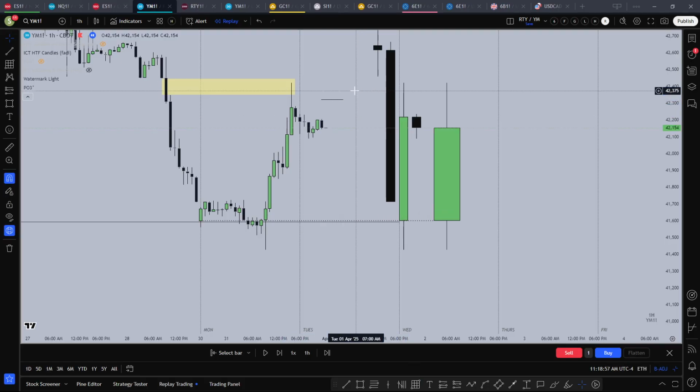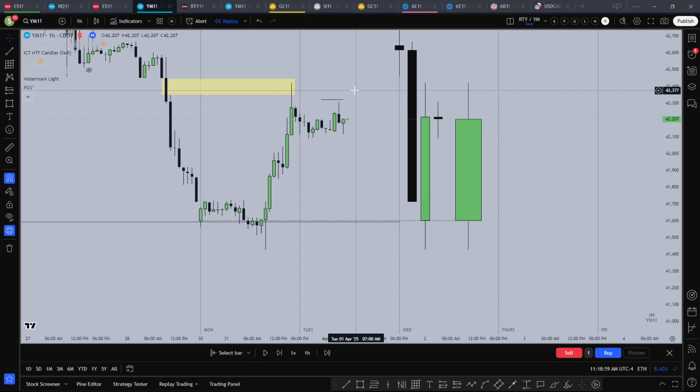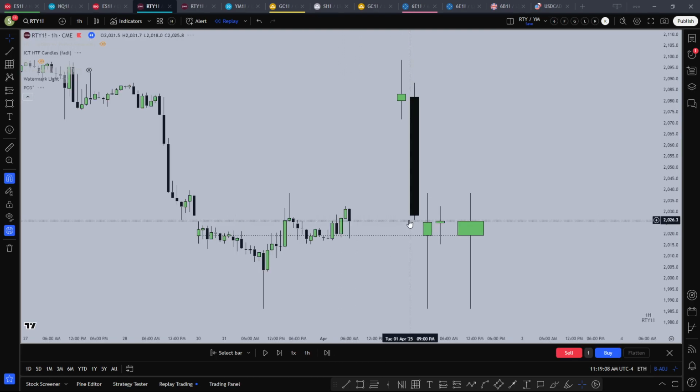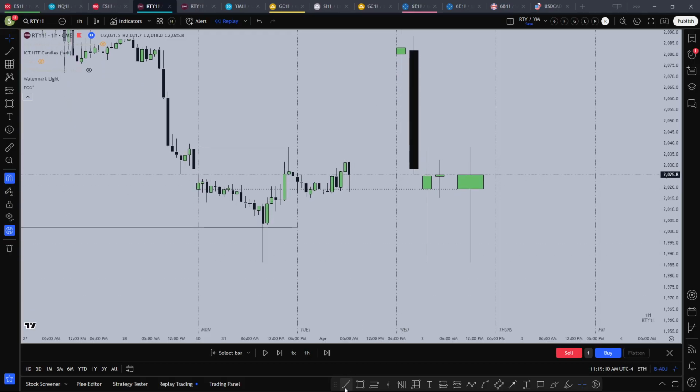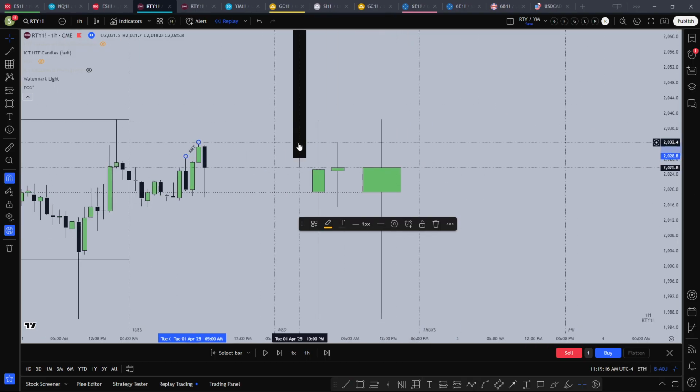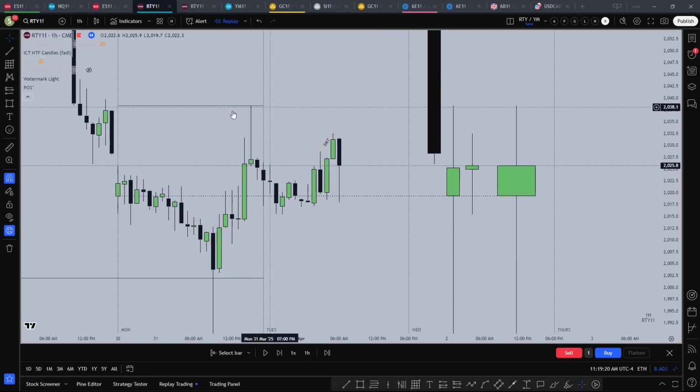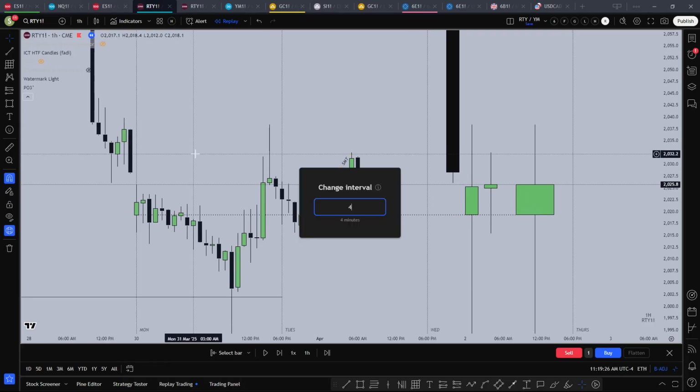I don't know if YM took high of the day or not. Previous day high, sorry. YM is currently respecting kind of this. We would need to have a look on RTY. This is an SMT on RTY, YM being the weaker pair. Even RTY didn't take previous day high. Nice. I can't think of a retracement objective in here on RTY.